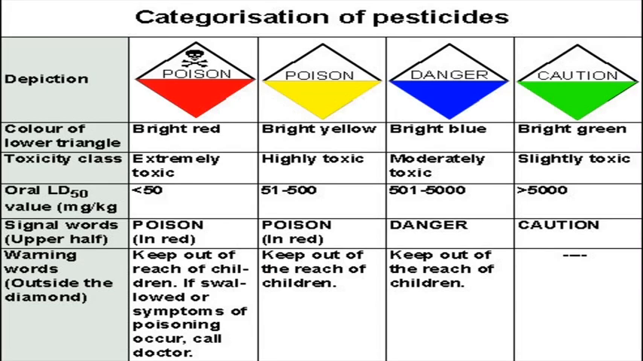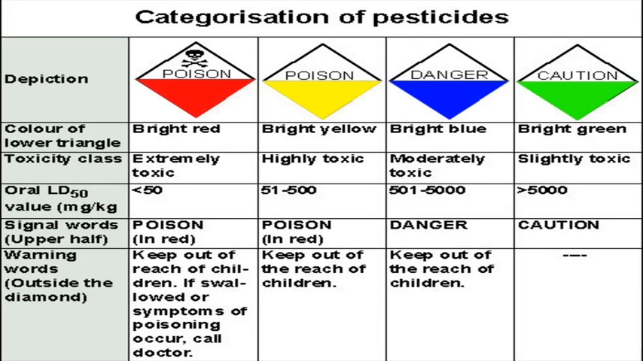Then the classification of insecticides or pesticides based on their toxicity level. Here, this is the color triangle, that is red, yellow, blue, and green. The red triangle shows the extremely toxic insecticides. The yellow triangle shows the highly toxic insecticides. The blue triangle shows the moderately toxic insecticides, and the green triangle indicates the slightly toxic insecticides.